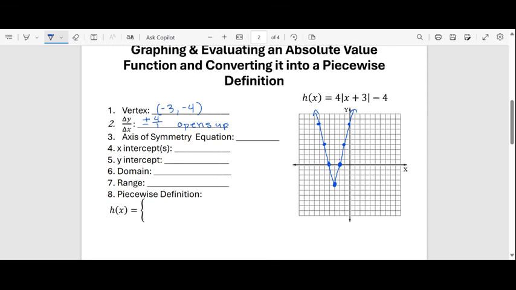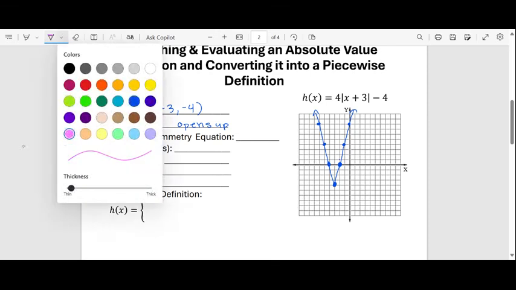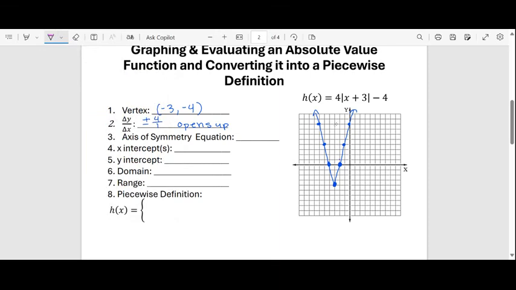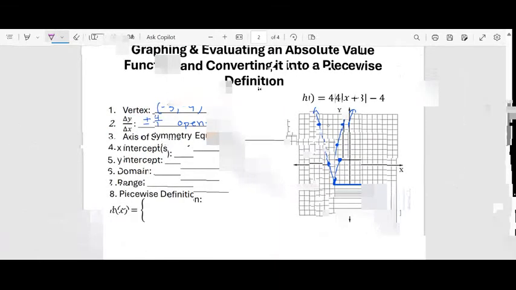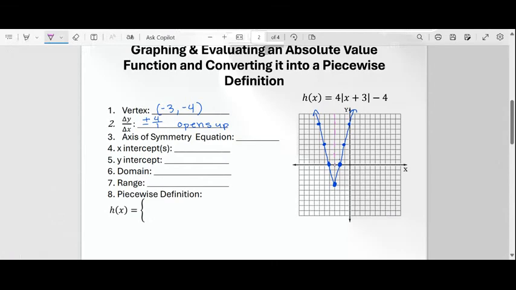Let's write our equation for our axis of symmetry. I'll do that one in pink again. So our axis of symmetry is going to cut straight through the middle of our graph. And the middle of our graph hits the x-axis at -3. So our equation is going to be x equals -3. Keep in mind that is your x value from your vertex. So we'll say x equals -3.